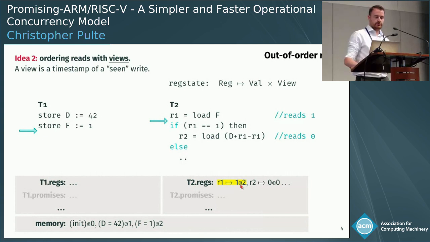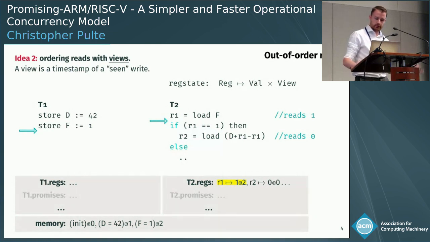But what it also does is it annotates this register with a view, the view 2, which records the fact that we just read this write at timestamp 2. And this will constrain future loads and stores, intuitively sort of capturing the idea that anything dependent on register R1 has to have seen the write at timestamp 2 and any write leading up to that point.